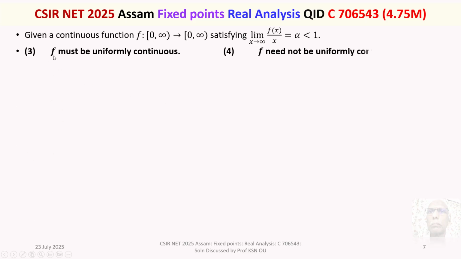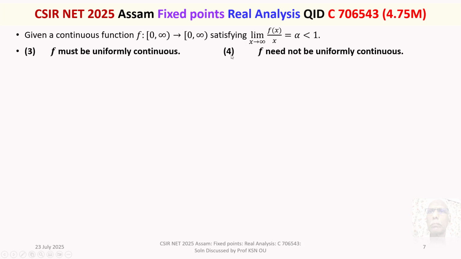Option 3. f must be uniformly continuous. Option 4. f need not be uniformly continuous. f has these properties. f is a map from here to here and is continuous and satisfies limit as x extends to infinity of f of x by x is less than 1. Such an f, is it always must be uniformly continuous? Or f need not be uniformly continuous?